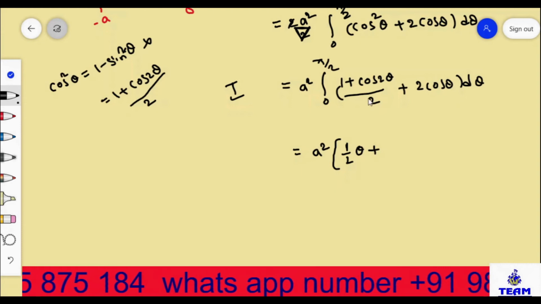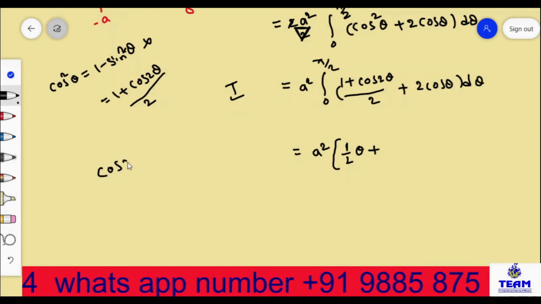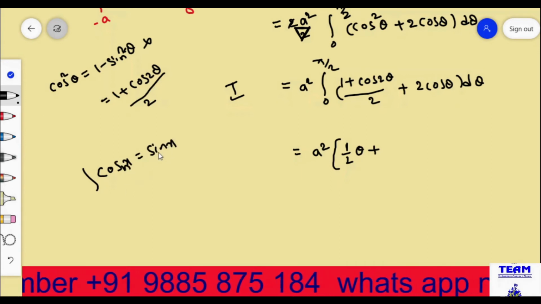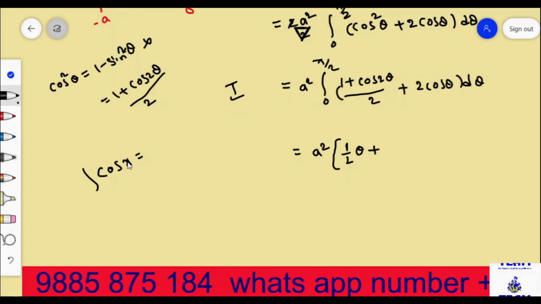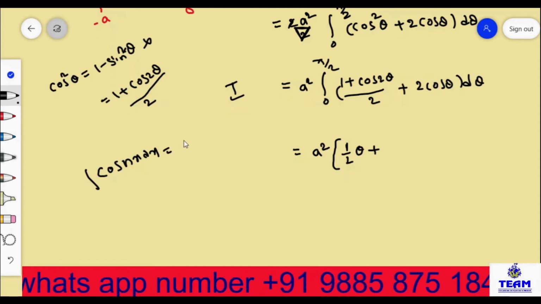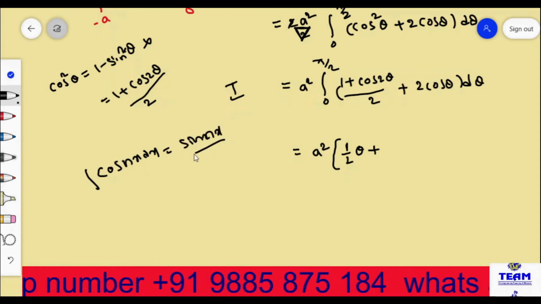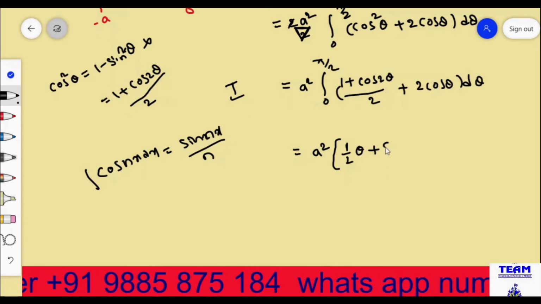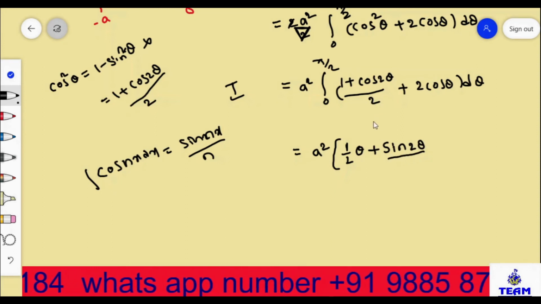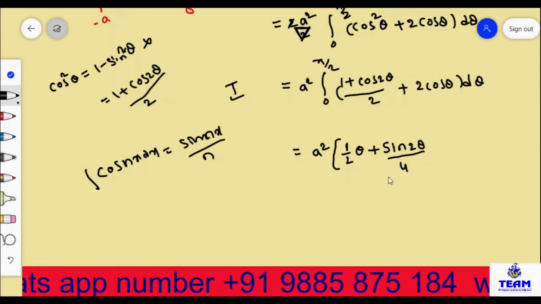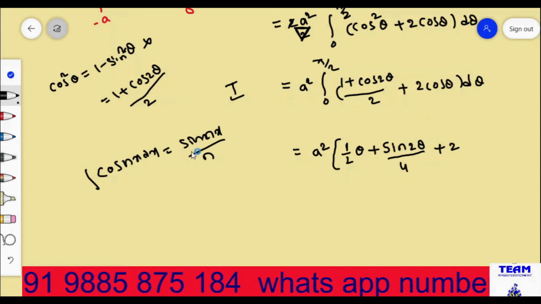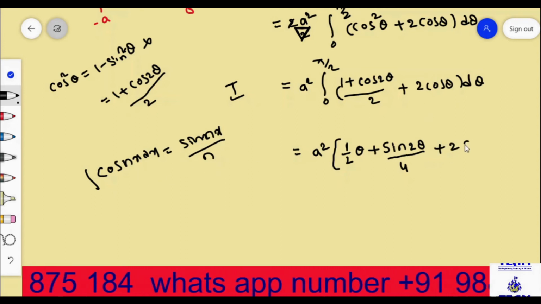Plus cos integration. What is the integration of cos x? Cos x is nothing but sin x. For cos nx dx, I am explaining the formula: the integral of cos nx dx is sin nx by n. Now this is sin 2 theta by 2. Already you have a 2 in the denominator, so 2 times 2 is 4. Is it clear for everyone? Plus 2 into cos theta integration, which is sin theta by 1, so this is sin theta.